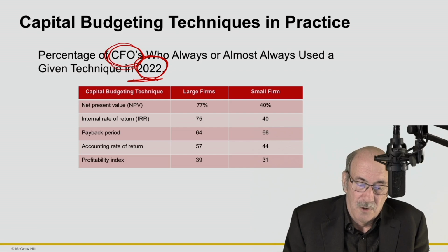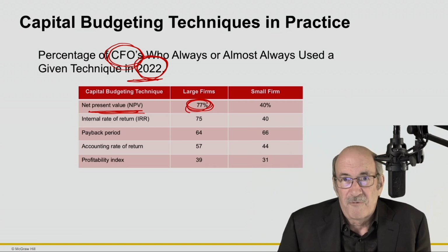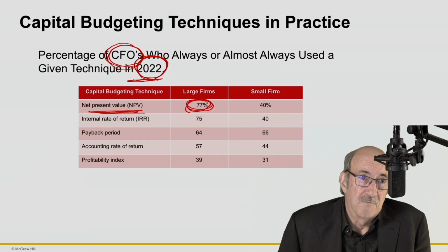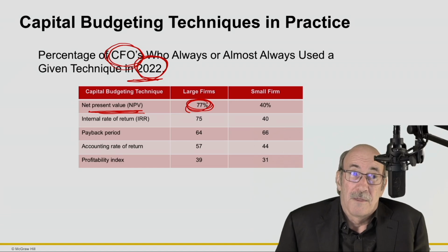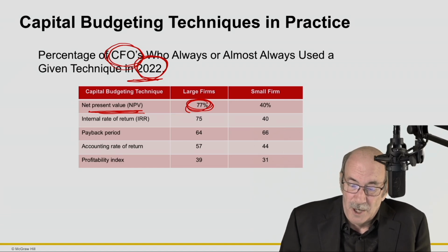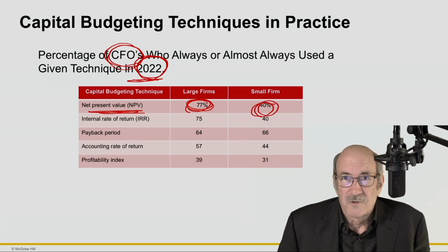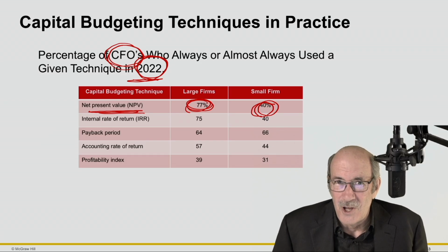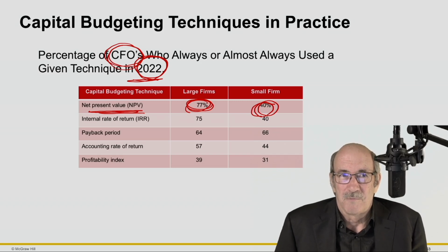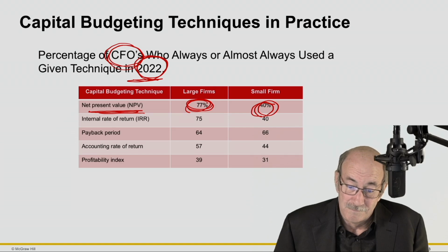But look here at the NPV rule. 77% of CFOs of large cap firms said that they use the NPV rule, and that's good. Well over three-quarters of CFOs of large cap firms are using NPV. Thank goodness for that. But look at the small firms, and I'm not sure how they define small versus large, but among smaller firms, only 40%, less than half, still today are using the NPV rule. They were educated, since we've known that the NPV rule is the most efficacious rule to choose a capital budgeting project, but less than half of them use it.